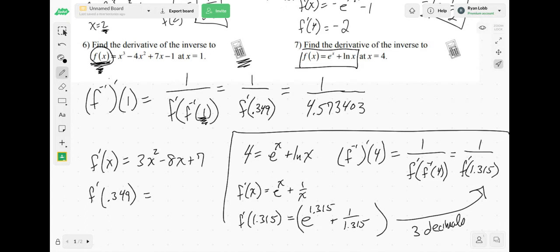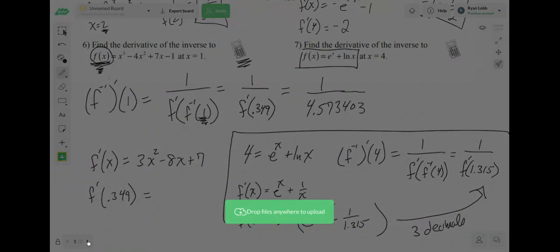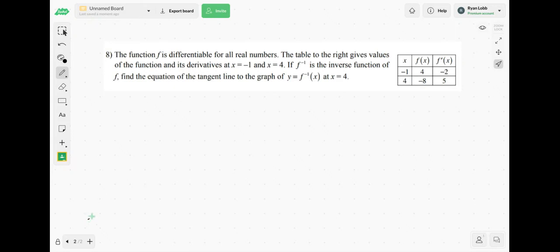So there's those. And then the other type of problem this type of thing usually shows up with is when you're given a table of values. That's not the only one, but this kind of thing happens. So we read through: function f is differentiable. Keep in mind, in other contexts, that means the function's continuous for all real numbers, because it's differentiable.